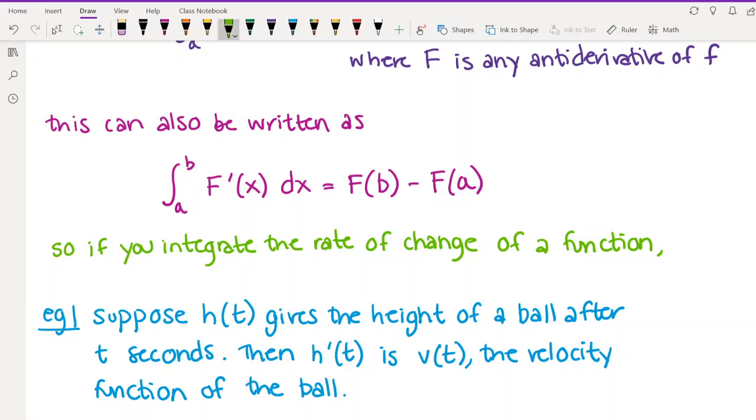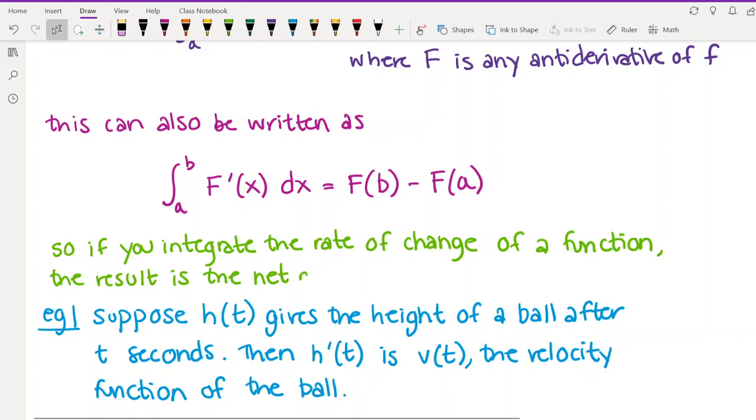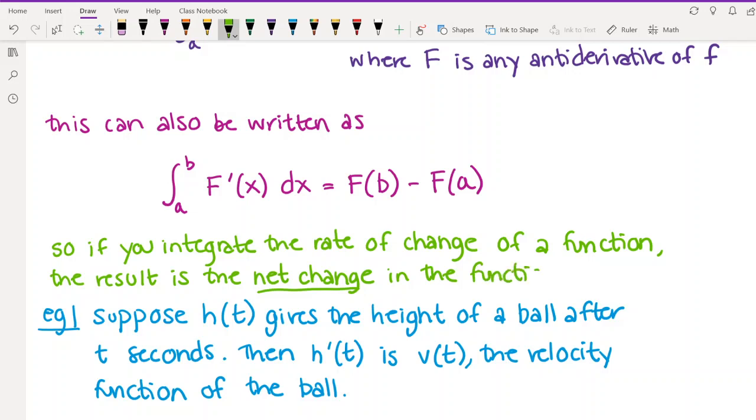So again, that's where we have this inside our integral. If you're integrating a rate of change of a function, the result is what we'll call the net change in the function. And net change just basically means, how much did the function change between the two times that you're plugging in. So that's really all the net change theorem says.